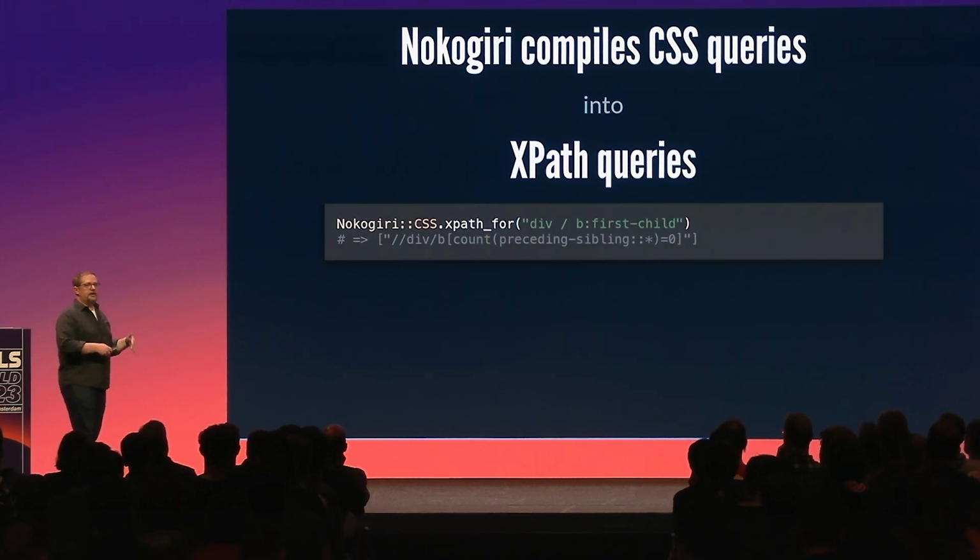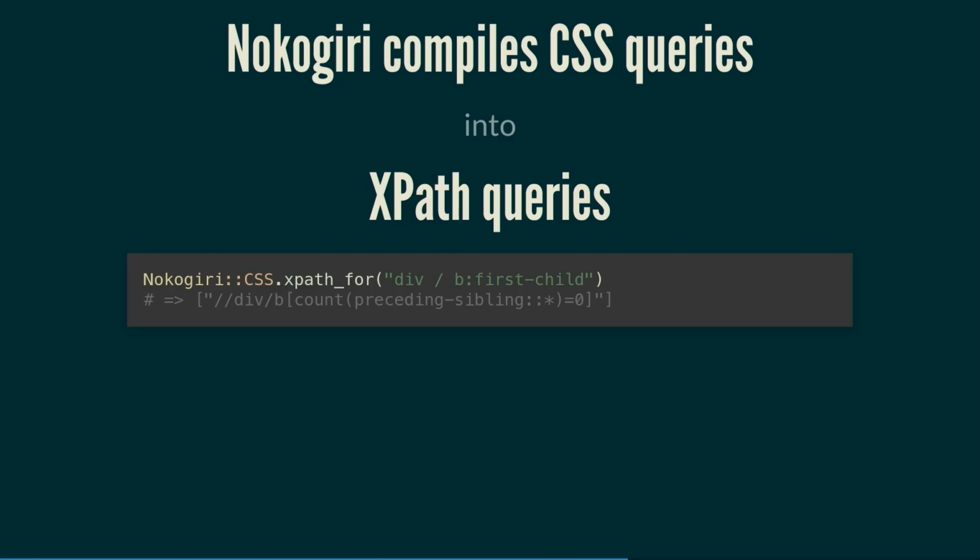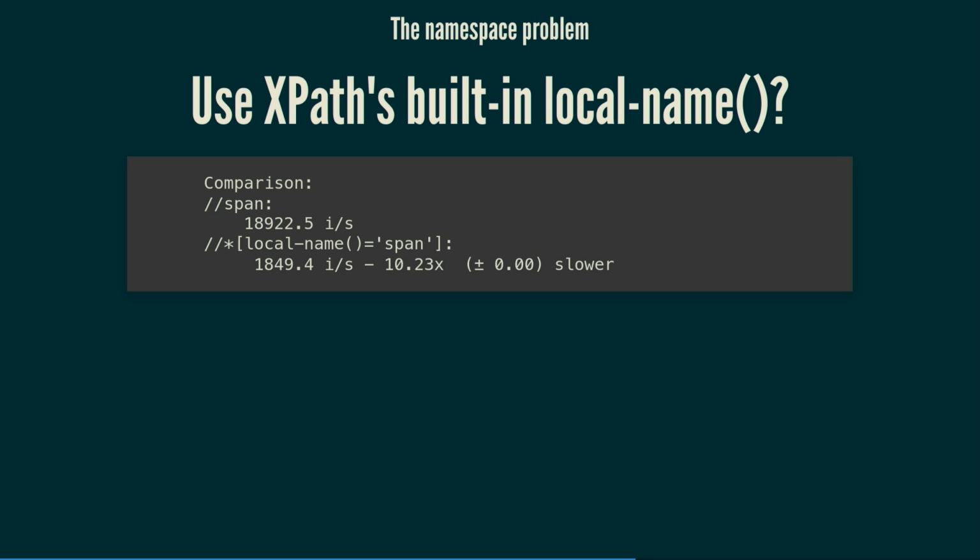Side note, Nokogiri compiles CSS queries into XPath. Like, here's an example of it doing this. So I'm going to talk about XPath going forward, but really this is about CSS query functionality, but it's implemented in XPath. So the first thing I tried to make sure that we could resolve that rectangle without providing the namespace was to just check the local name, right?